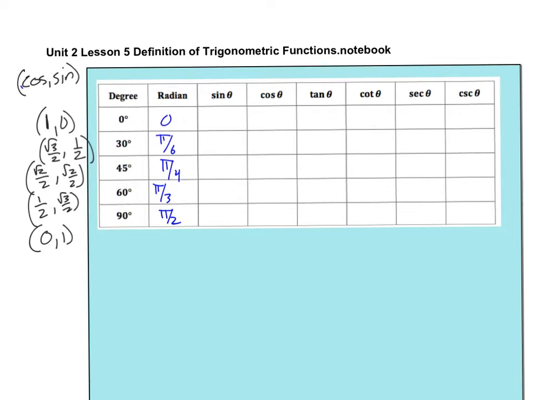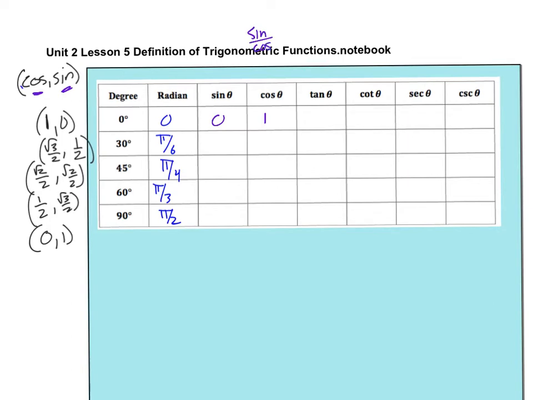As we go through here, let's look. At 0 degrees, what's my sine function? 0. My cosine is going to be 1. I got that from over here, cosine, sine. So remember, tangent is just going to be sine over cosine.